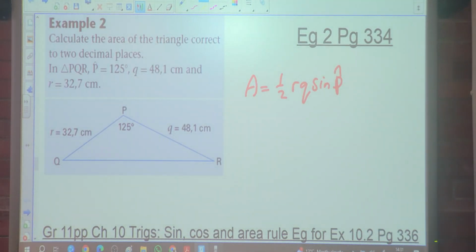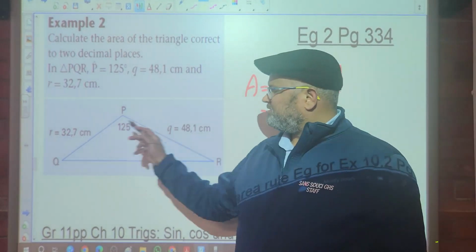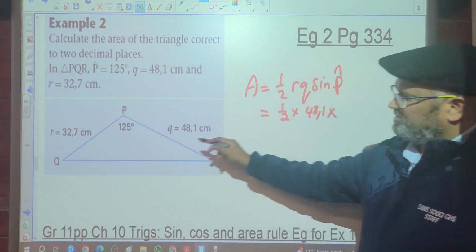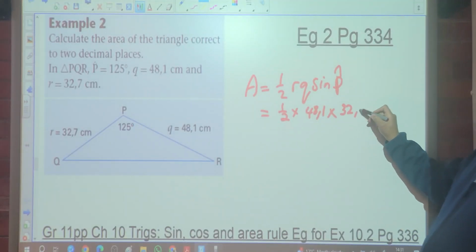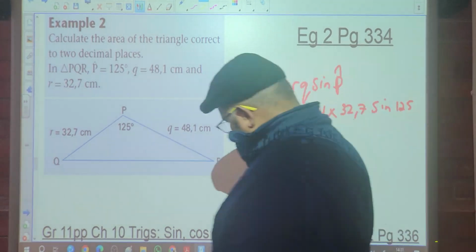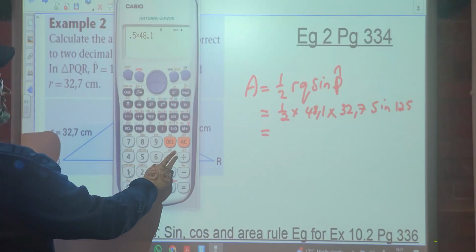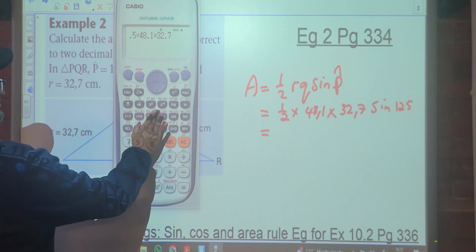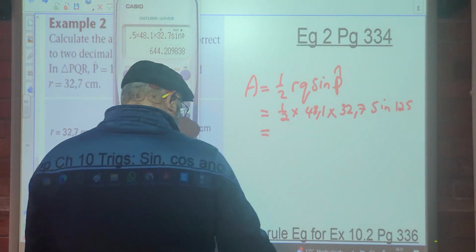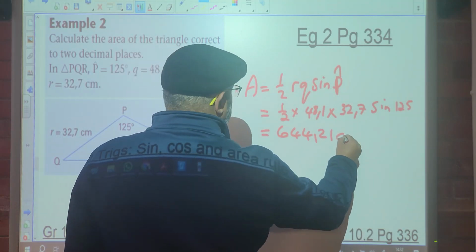Okay, you all agree with that? Alright, so let's go. It will be a half. What is P? 48.1, sorry, not P but Q. Times R, 32.7. Sine of 125. So it's 0.5 times 48.1 times 32.7 sine 125. Gives you 644.21 centimeters squared. Is that correct?